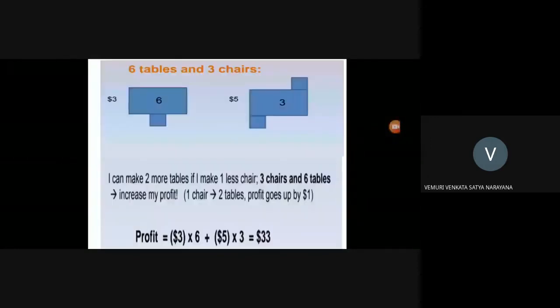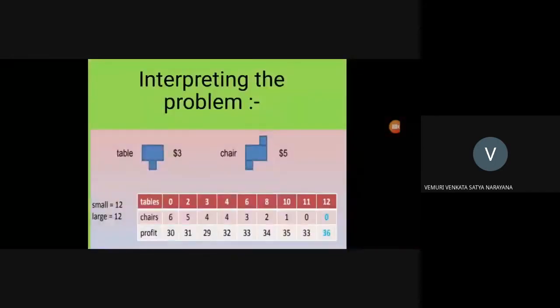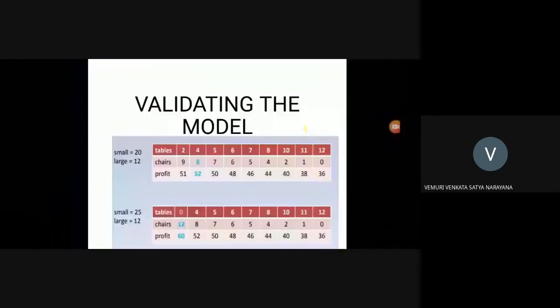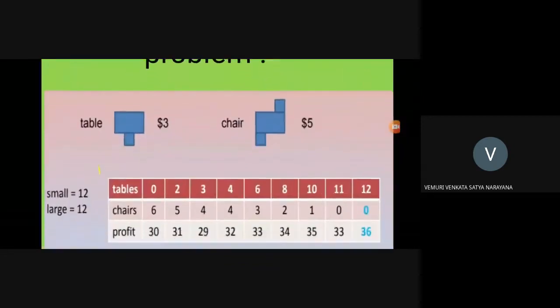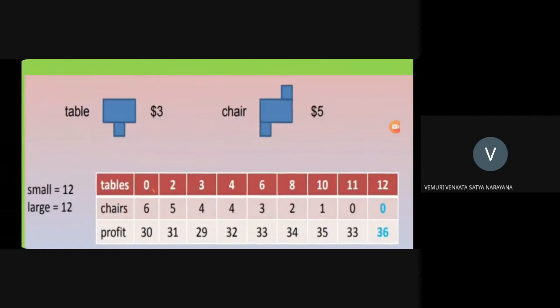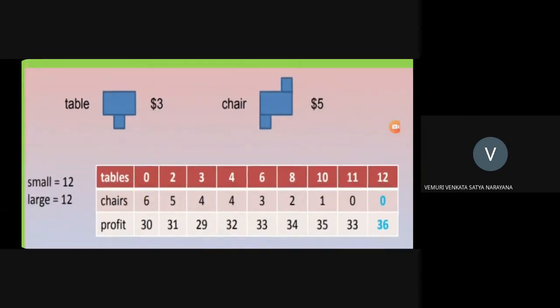We can take some more examples also, like 5 tables, and then we calculate how many chairs we can use. Based on that, we can see these many cases here. We can interpret how many tables and how many chairs we should take so that we get the maximum profit. This is how we can calculate the maximum benefit.